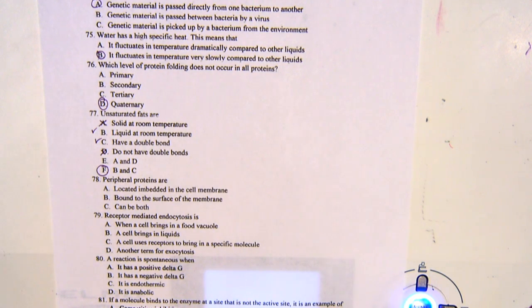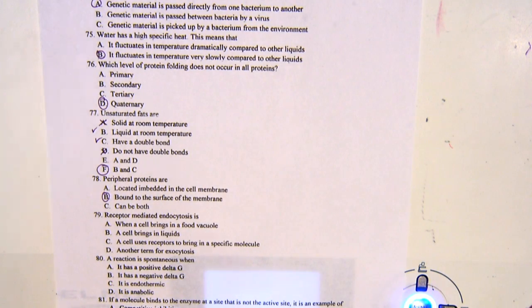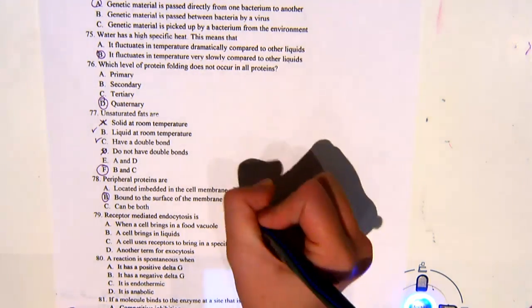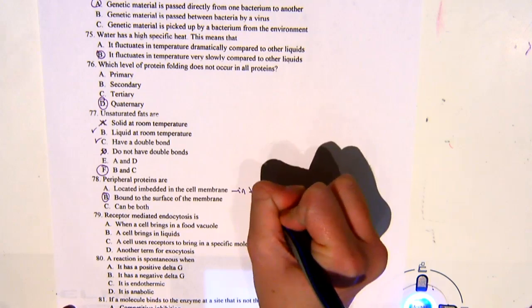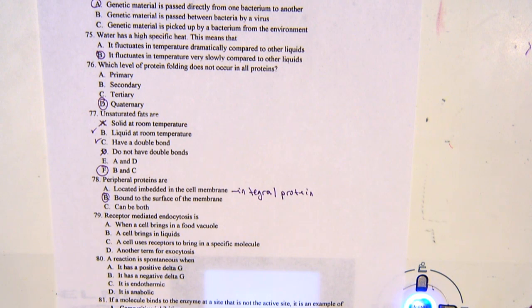78. Peripheral proteins are B, bound to the surface of the membrane. So we know they're peripheral because they're on the periphery. They're on the outside. If they were located embedded in the cell membrane, that would be an integral protein. So A is an integral protein because it is integrated in the membrane.